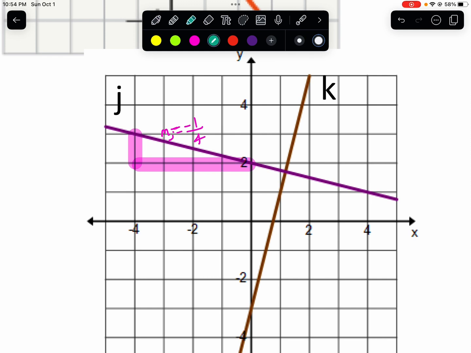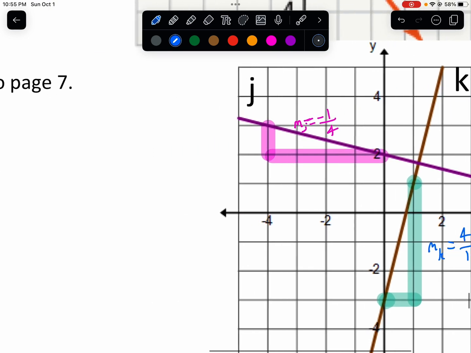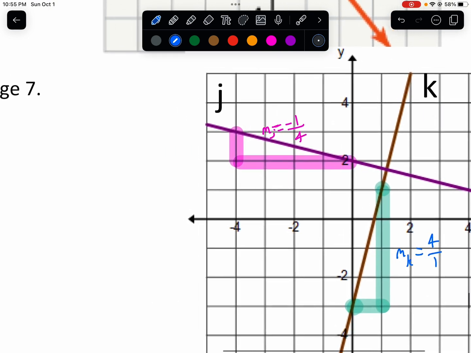All right, let's go ahead and start here, end here. Over 1 and up 4. The slope of line K is equal to 4/1. Now, it's pretty important that we write both of those slopes down that way because it makes it easy to compare them. 4/1. If I just wrote the number 4, it wouldn't be wrong, but it would just be a little bit annoying to compare them.